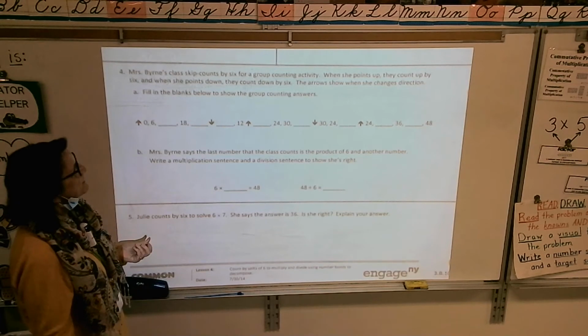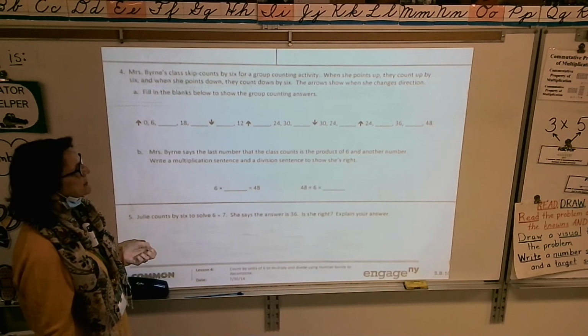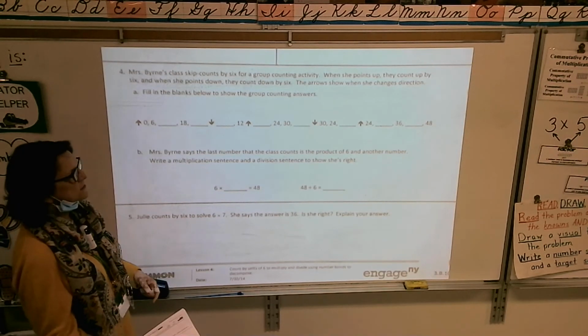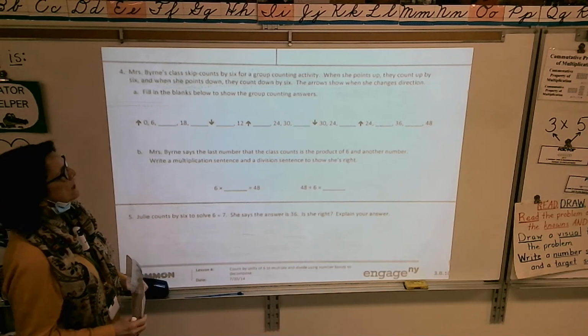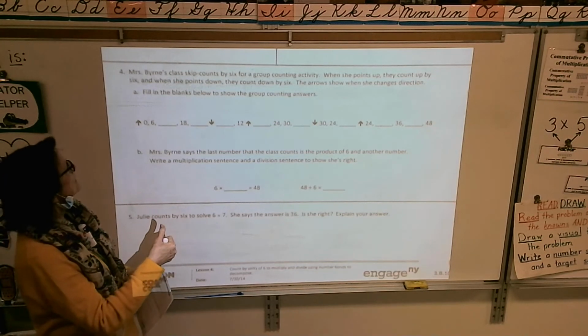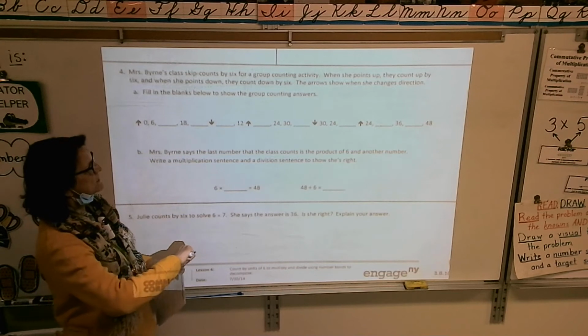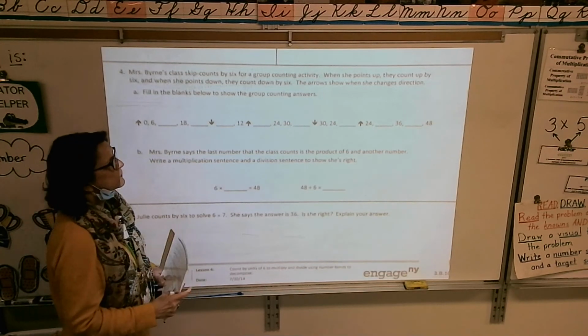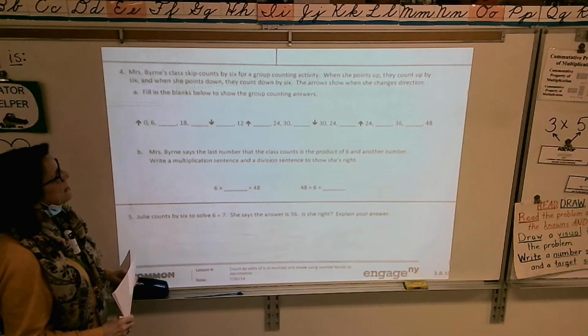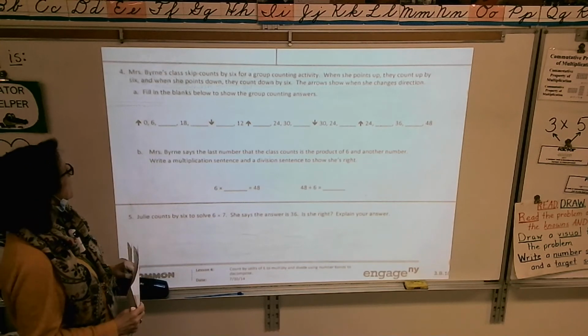Mrs. Burns' class skip counts by 6 for a group counting activity. We've done a lot of this in school and since you've been remote. When she points up, they count up by 6, and when she points down, they count down by 6. The arrow shows when she changes direction. Fill in the blanks below to show the group counting answers.